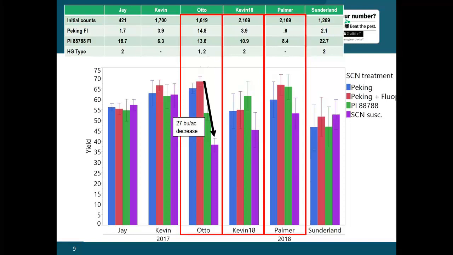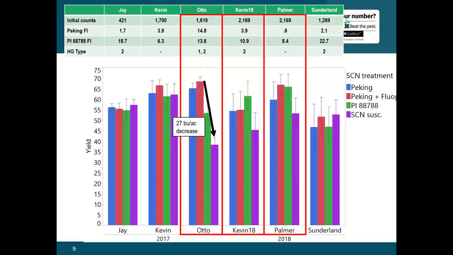But where we did see a yield response are these 3 locations. We actually had a 27 bushel yield increase when we put a Peking here relative to susceptible, and about half of that for the 88788. The interesting thing to me is that this is an HG 1-2, meaning that this soil has populations of SCN that are virulent on both 88788 and Peking. So this would indicate that neither of these would do well for you.